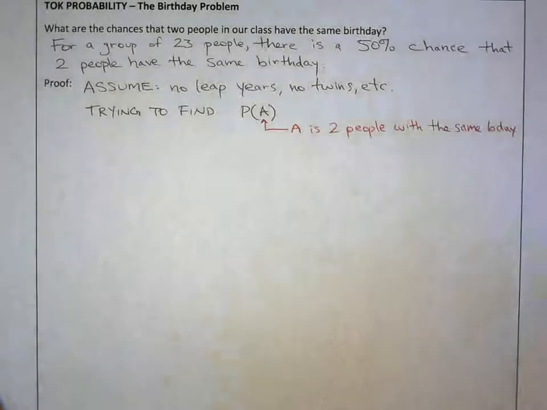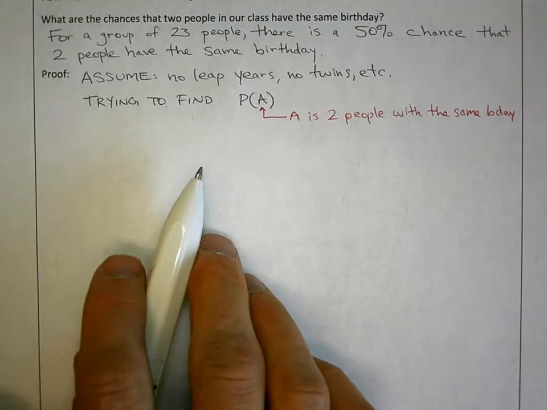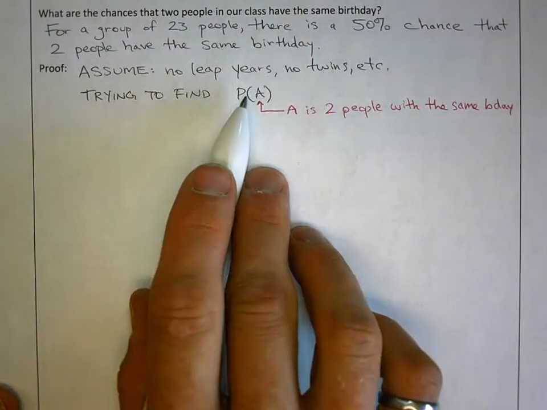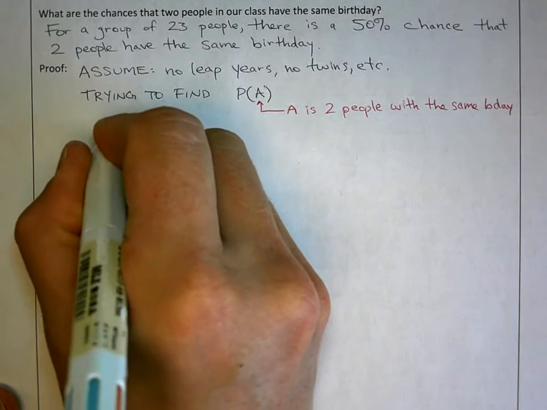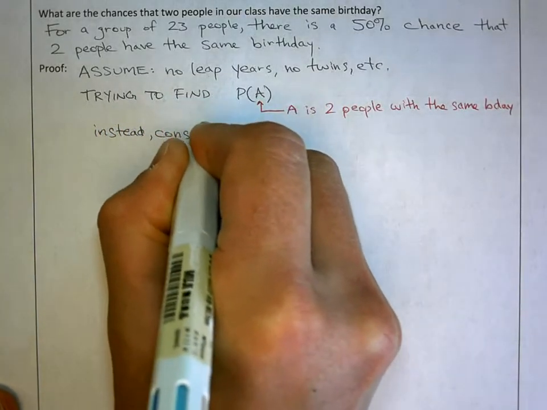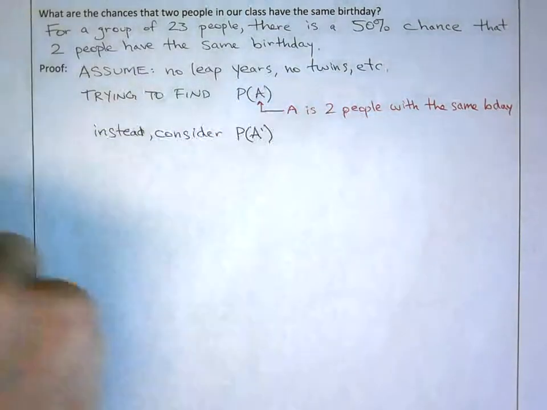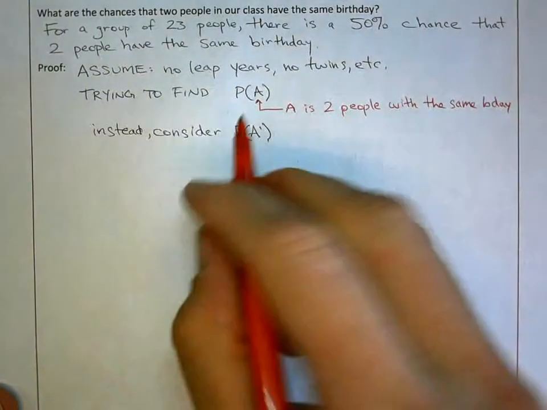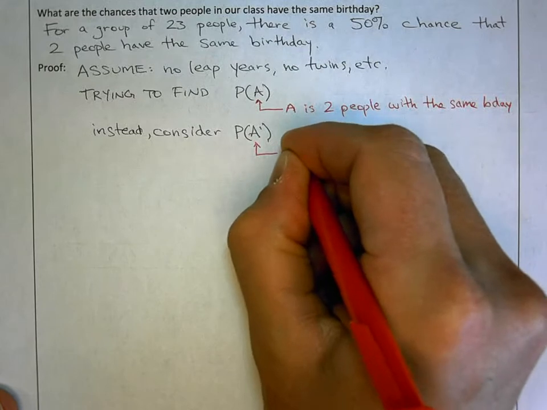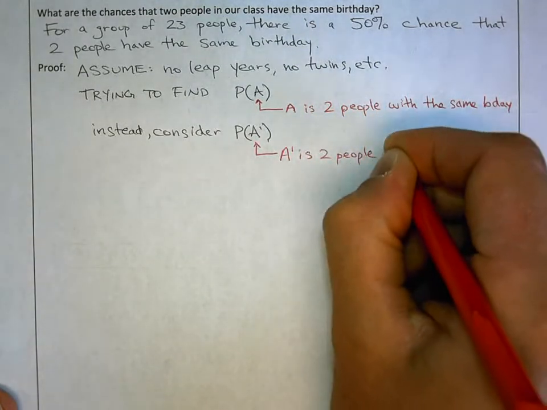The same birthday. Okay, like I said, this is the strategy we're going to employ for some of the homework questions at the very end. Instead of trying to find P(A), we're going to look to find P(A complement). What is A complement? Well, if A is two people with the same birthday, A complement is two people not having the same birthday.